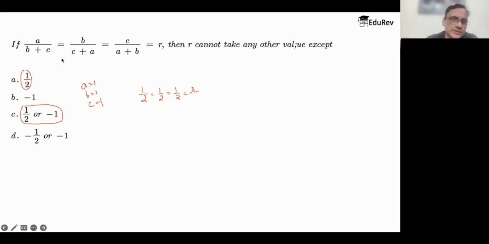Now, one thing you can see for sure, you can't take 1, -1, and 1 as a combination, because then one of your denominators will become 1 minus 1, which will make it 0, and you can't have 0 in the denominator. So that combination is not possible.